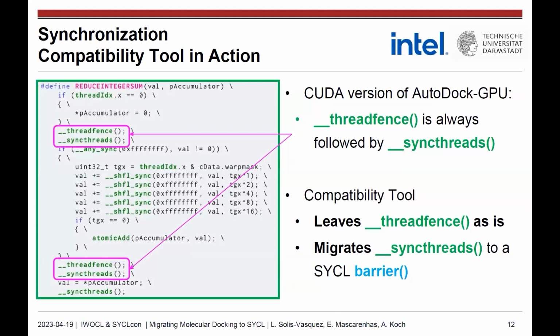The case of synchronization is interesting because in Autodock GPU, these two intrinsics, the thread fence and the sync threads, are always called one following the other. In this case, the compatibility tool leaves the thread fence call untouched, and it migrates the sync threads instead to a SYCL barrier.